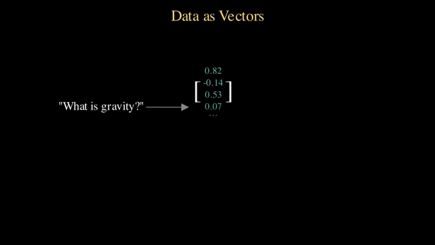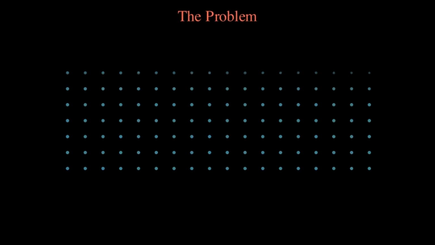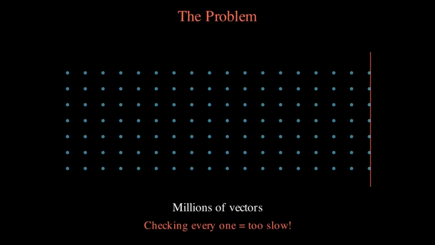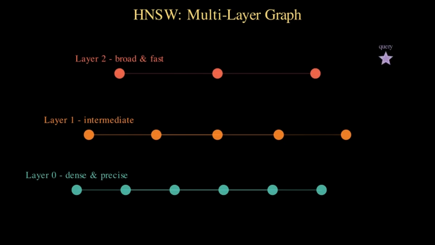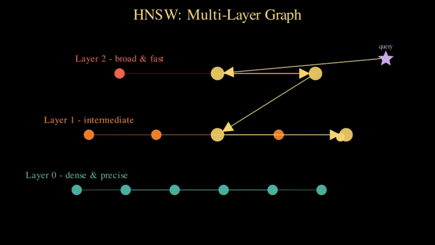Here's the problem it solves. In modern AI, we represent data as vectors, long lists of numbers that represent the meaning of an image or a sentence. When you ask an AI a question, it has to find the most similar vector out of millions or even billions. Checking every single one is impossible. The multi-layered graph structure of an HNSW fixes this. It's the engine behind retrieval augmented generation, semantic search, and recommendation systems.